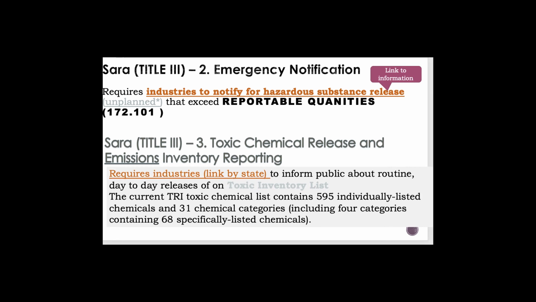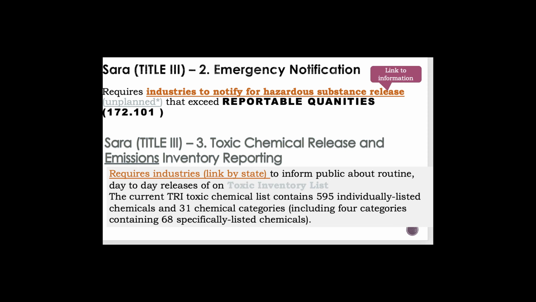And so the third element is toxic chemical release and emissions inventory, and it requires certain industries, whether by the nature of the industry or the chemical or agent that they're using, to routinely inform the public about something that has the potential to be released into the environment.